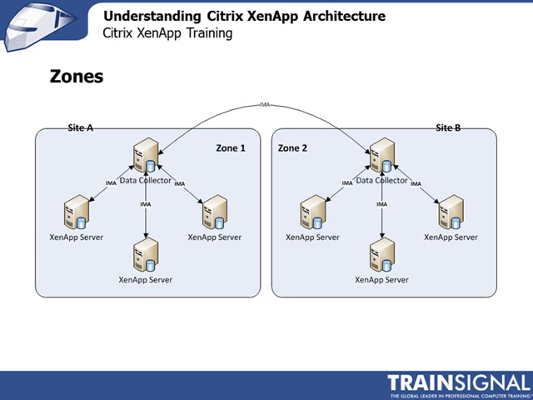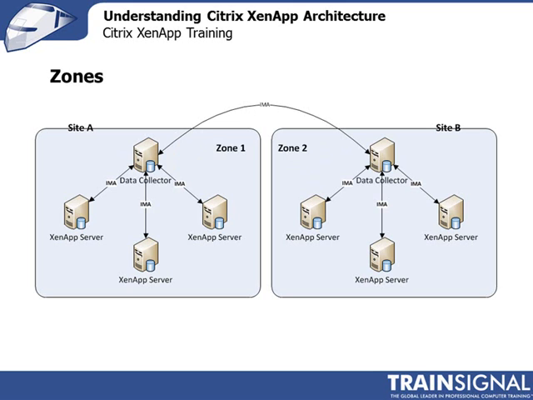Now we talked about zones. It's very important that you keep zone traffic local to that zone. So if you have a zone in Chicago, you want all the XenApp servers to be able to communicate with one another in a very efficient way. They're all communicating inside the zone, kind of like a subnet. And anytime there needs to be inter-zone communication, that happens between the two data collectors, thereby limiting the amount of traffic and broadcast going between site A and site B.